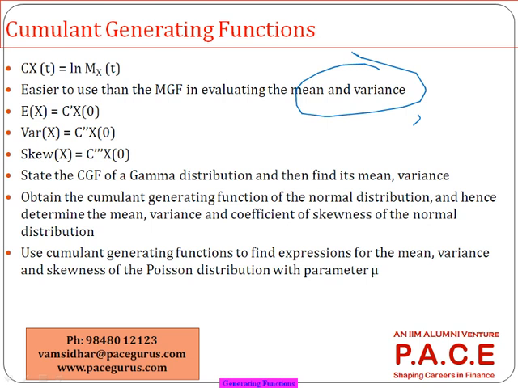The moment you take the moment generating function, take the logarithm of that, and after that do this exercise. Derivative, substitute 0, you get the mean. Second derivative, substitute 0, you get the variance. Third derivative, substitute 0, you get the skewness.